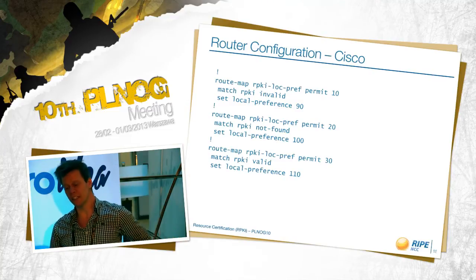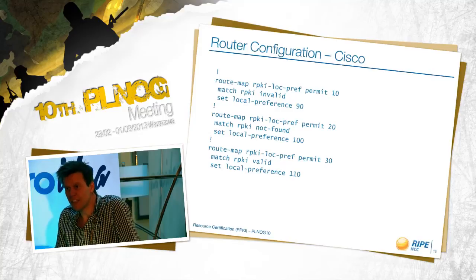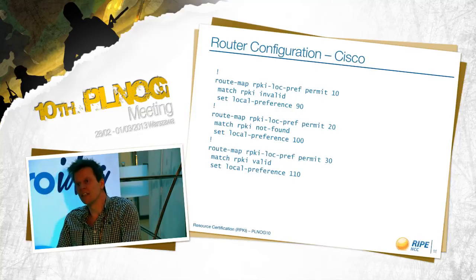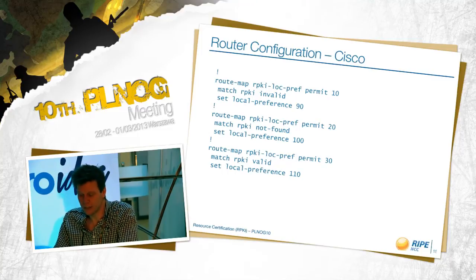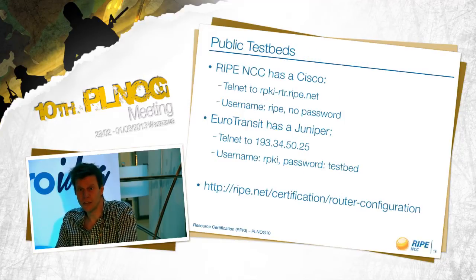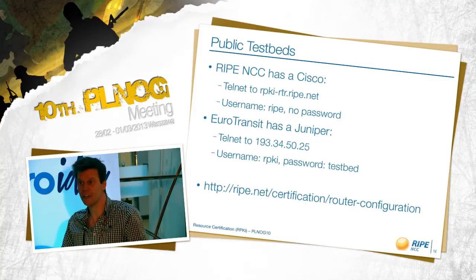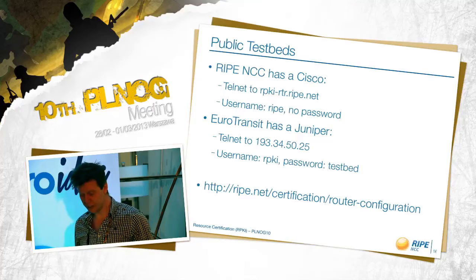We have some public test beds. So the RIPE NCC, that 7200 that we have, it's actually open to the public. You can just telnet to rpki-rtr.ripe.net with the username RIPE and leave the password blank. It doesn't have an enable password, so you can't actually change the configuration, but you can run lots of show commands and see what the configuration is like.